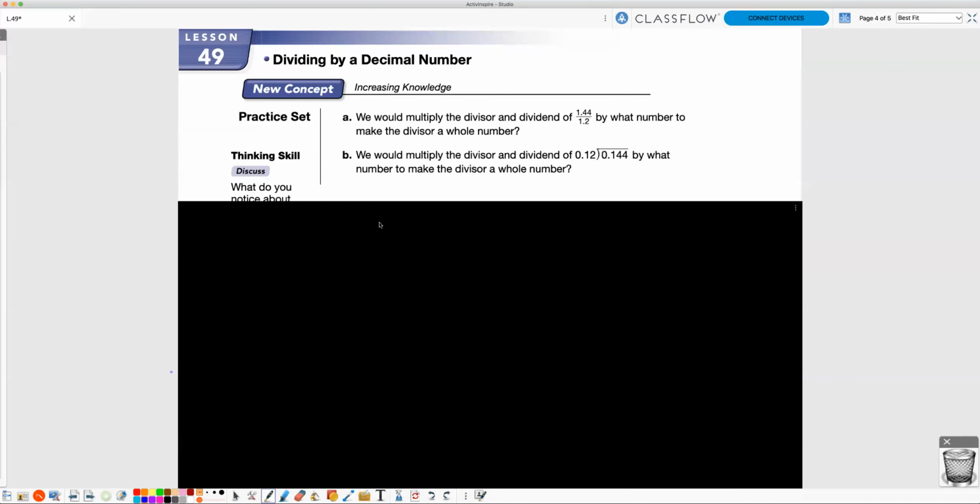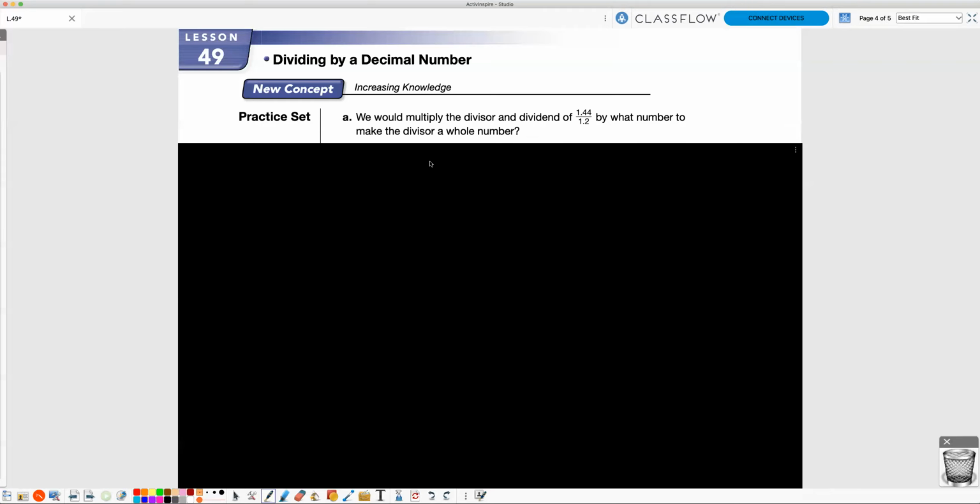All right, we're going to try some practice problems. If you didn't get that, you can rewind and check out those two examples we went over. But let's look at A. We would multiply the divisor and dividend of 1 and 44 hundredths divided by 1 and 2/10 by what number to make the divisor a whole number? The divisor, remember, is this number right here. What do you have to multiply that by to make it a whole number? If you answered 10, you would have been correct.